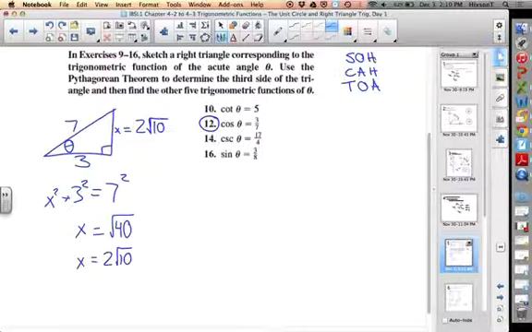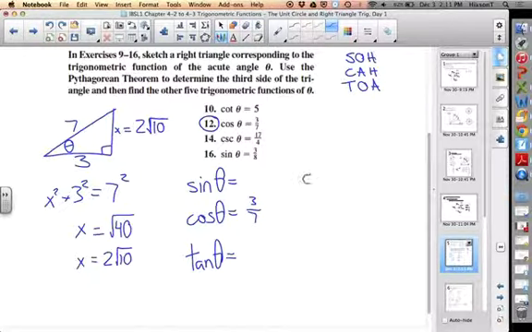Does anyone have a question about how we got 2 root 10? All right. So now that we have that, we can find sine of theta. We already know cosine of theta is 3/7. Tangent of theta, and then also cosecant theta, secant theta, and cotangent theta.